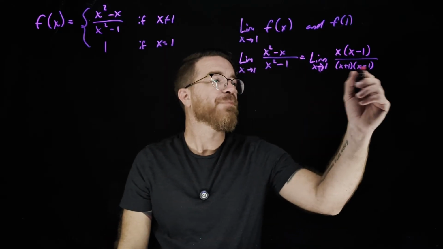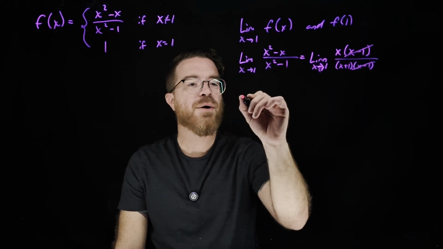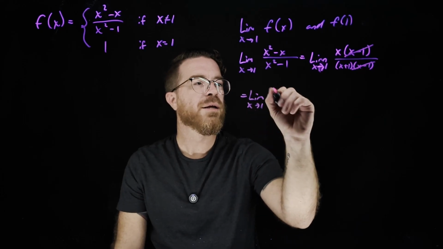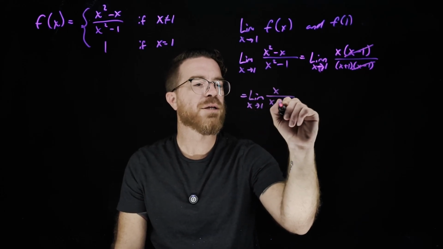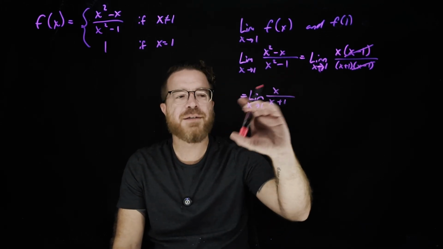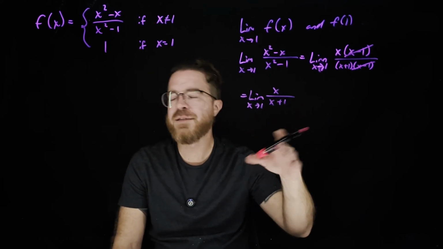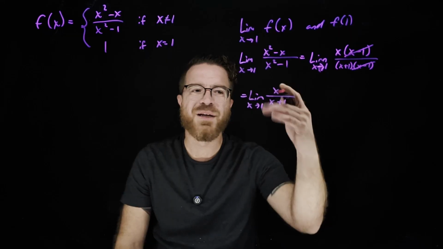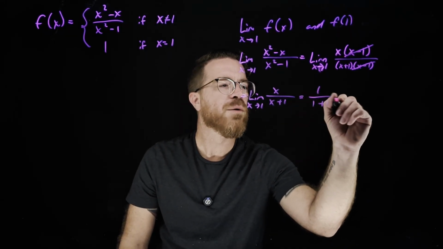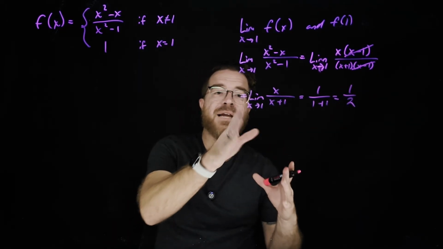Now, the top and the bottom both have an x minus 1 that I can cancel. So now I am left with the limit as x approaches 1 of x over x plus 1. If I were to evaluate this limit, I would use my limit laws: the limit of x over the limit of x plus 1, then split that into the limit of x plus the limit of 1. 1 is a constant, so it would just be 1. But I'm just going to plug it in, and I get 1 over 1 plus 1, which is equal to 1/2.